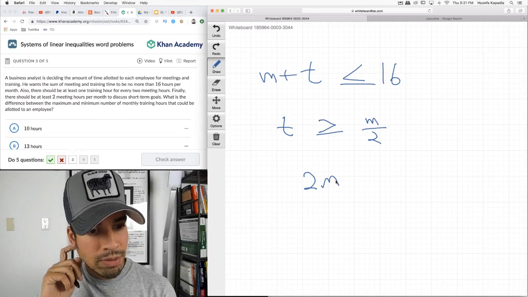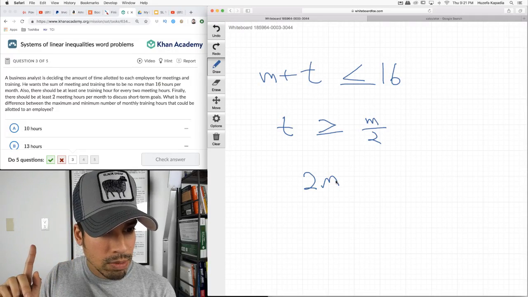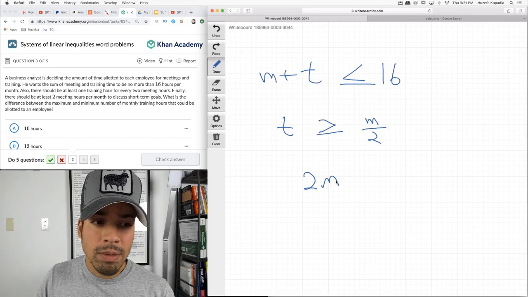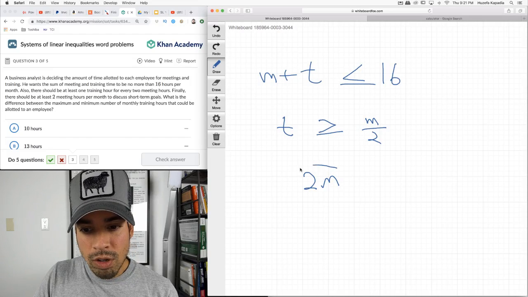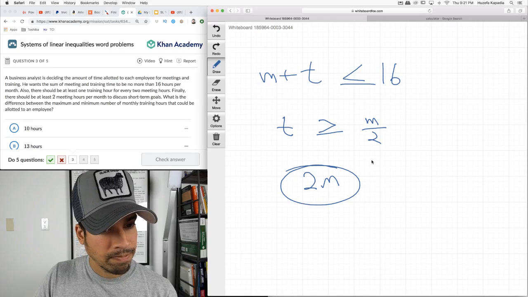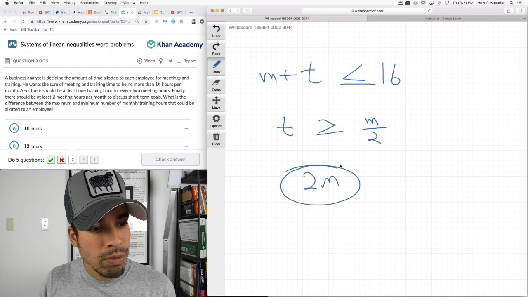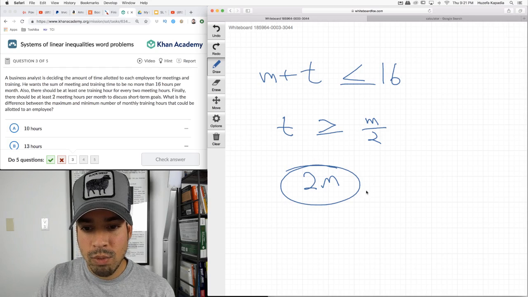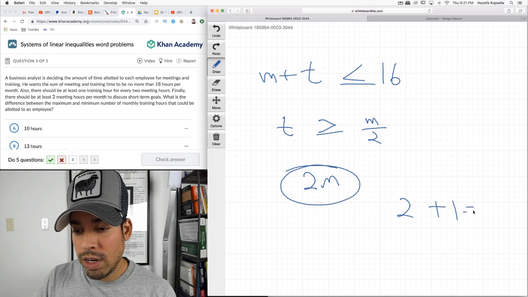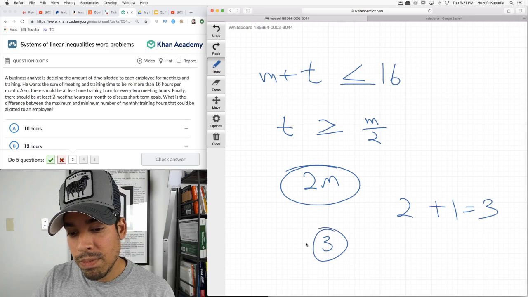What is the difference between the maximum and minimum number of monthly training hours? Let's talk about the minimum. Minimum is all derived on this. We need 2 meeting hours per month. If I have 2 meeting hours per month, I have to have at least 1 training hour per month, which means 2 meeting hours plus 1 training hour equals 3. So that's my minimum. Boom.